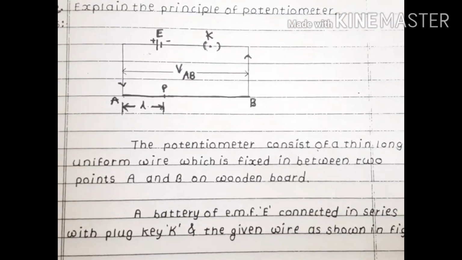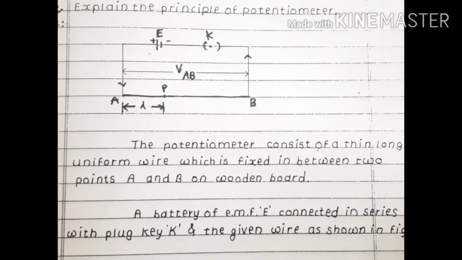We know that the potentiometer is an ideal voltmeter, and it is a device useful to measure potential difference. In the previous lecture we already studied the principle of potentiometer. I repeat that principle once again.